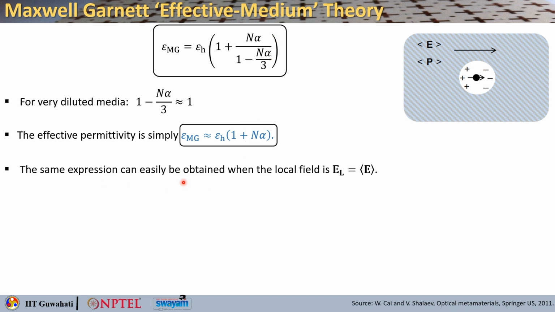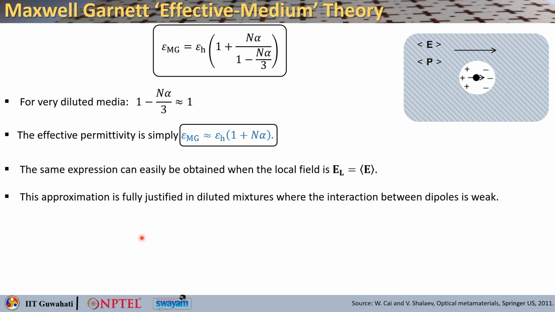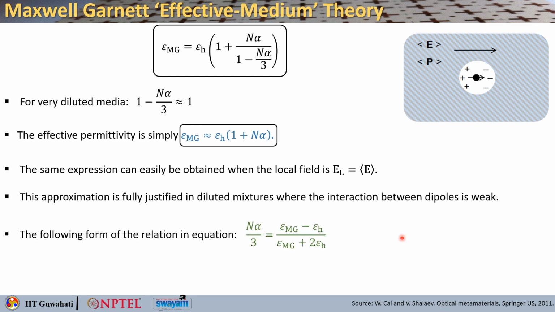And the same expression can easily be obtained when you consider your E_L to be equal to the average electric field. Now, this particular approximation will happen in a very diluted medium, meaning there are very few inclusions in the host medium, okay. And this is possible because the interaction between the dipoles is weak. So, your local electric field is nothing but the average electric field, right.